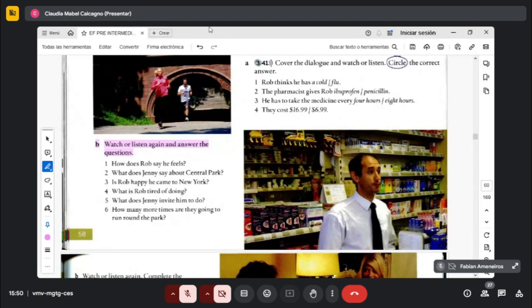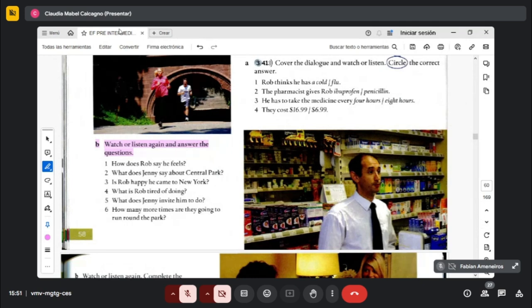Number 4, it says, what is Rob tired of doing? There's something that he wants to stop doing. He's tired of eating out all the time. Exactly. He's tired of eating out. Okay, going to restaurants, right? No homemade meals. And number 5, it says, what does Jenny invite him to do? To have a dinner with healthy food in her place.